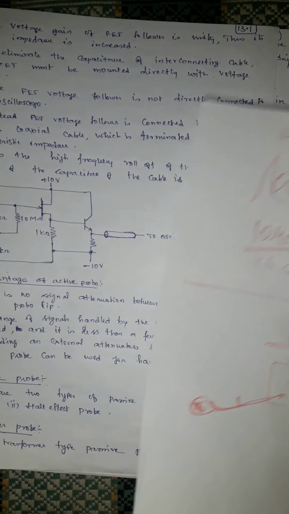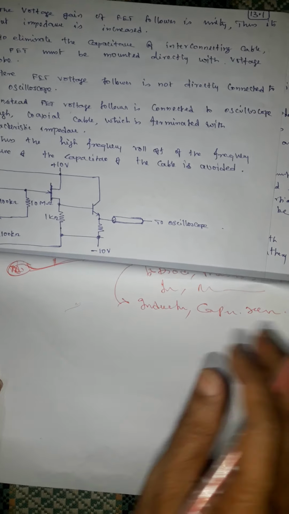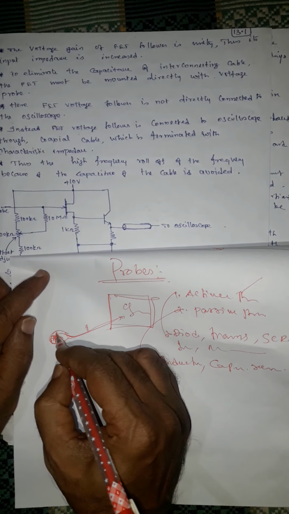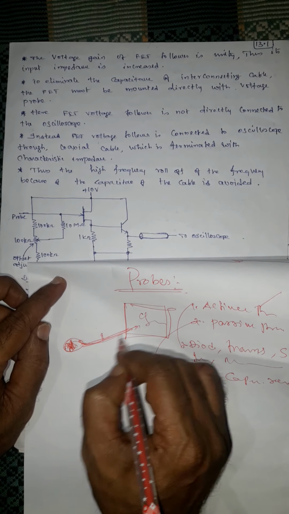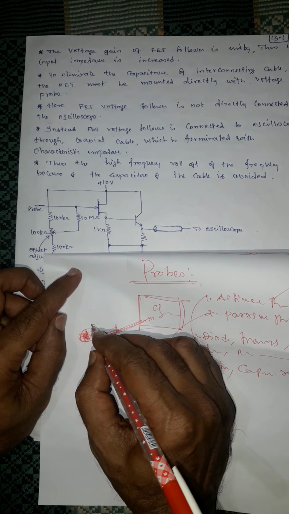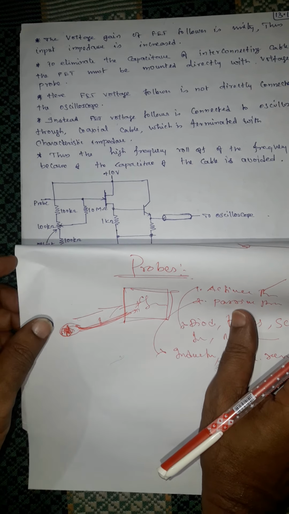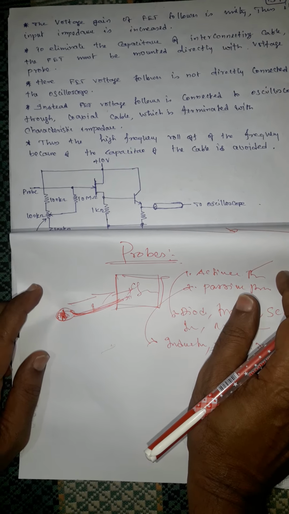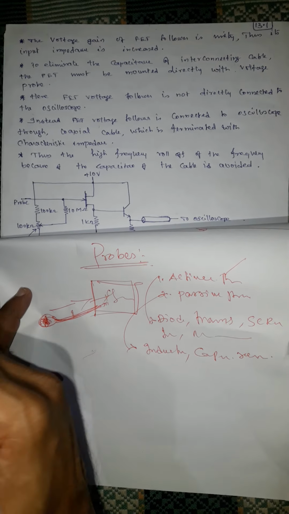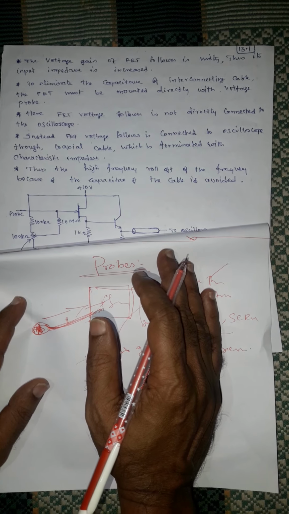What is the advantage of the very high input impedance? Let us take this one as an oscilloscope. This one is the point to be measured. Here you are having a probe. If its input impedance is very high, it allows the entire input to reach the oscilloscope. That is the advantage of high input impedance: the maximum transfer of input to the next level.